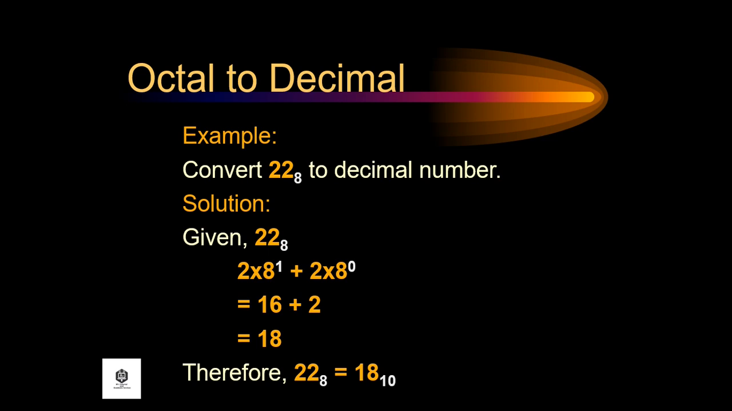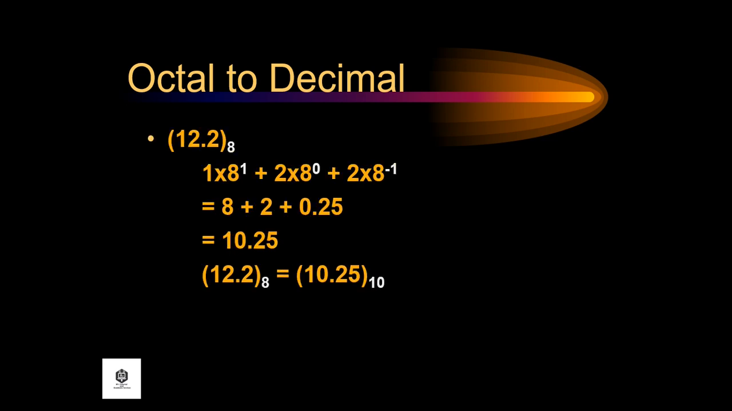Solution: as given, octal number 22, 2 times 8 to the first power plus 2 times 8 to the 0 power. It would be 16 plus 2 is equal to 18. Therefore, the octal number 22 is equal to the decimal number 18.